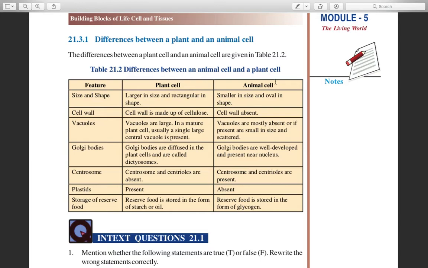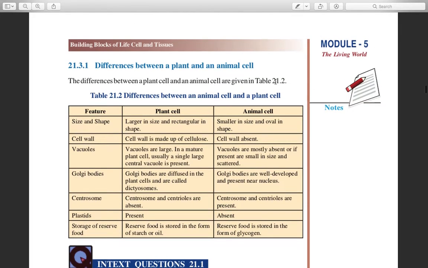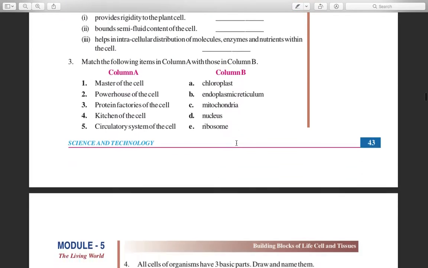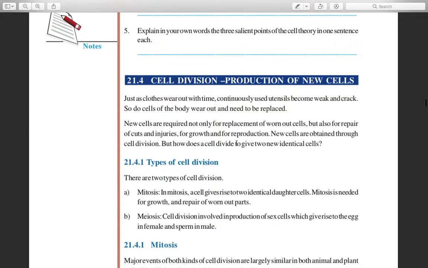Dear students, welcome to our online learning session, and we are in the third part of lesson 21, chapter 21, the building blocks of life: cell and tissues. And inshallah, last class we stopped at differences between plant and animal cell. And this class, inshallah, we will see about cell division, production of new cells.